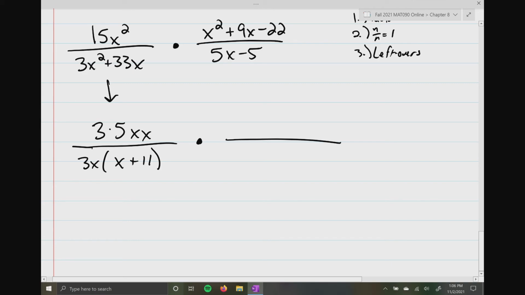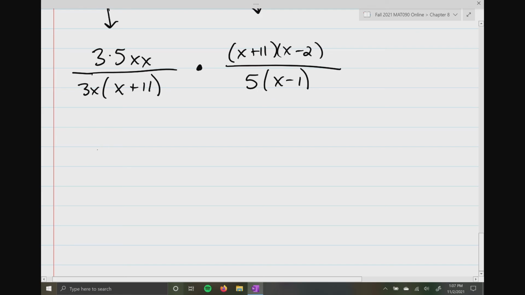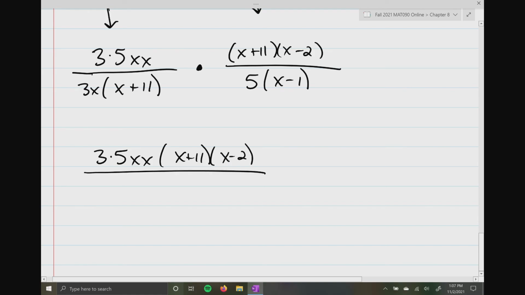The numerator for the second fraction, that's what we're going to do here. So I can go ahead and just write the multiplication of two binomials. And I need two numbers that multiply to give me 22, but combine to give me 9. That is going to be positive 11 and negative 2. Now for my denominator, I have a GCF of 5. And from here, I'm just going to write one big numerator in order, and then one big denominator in order.